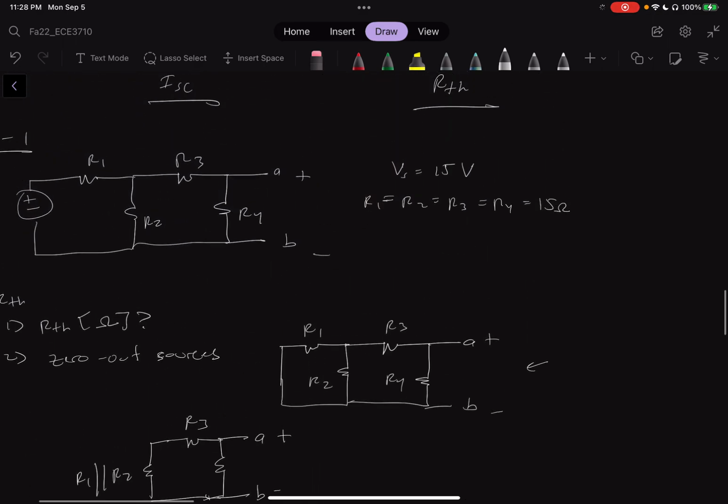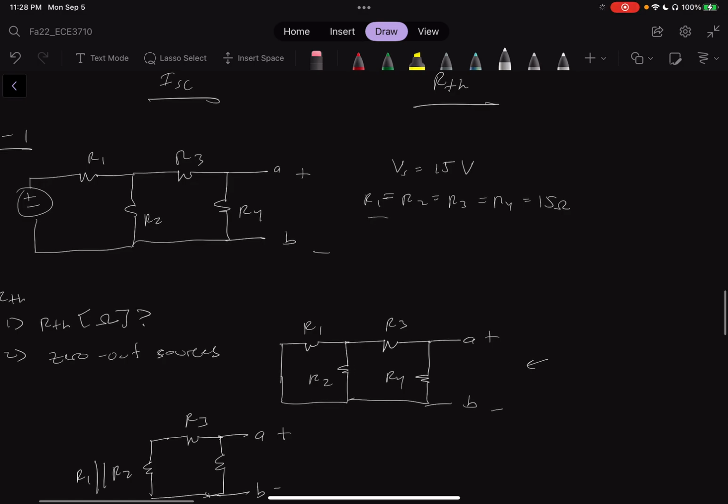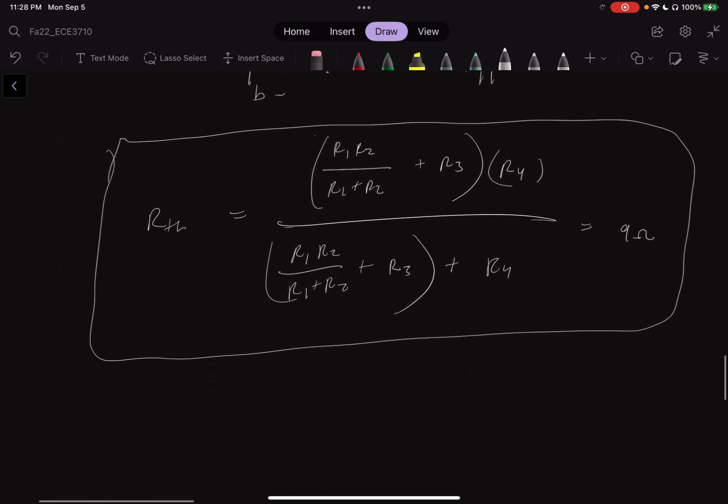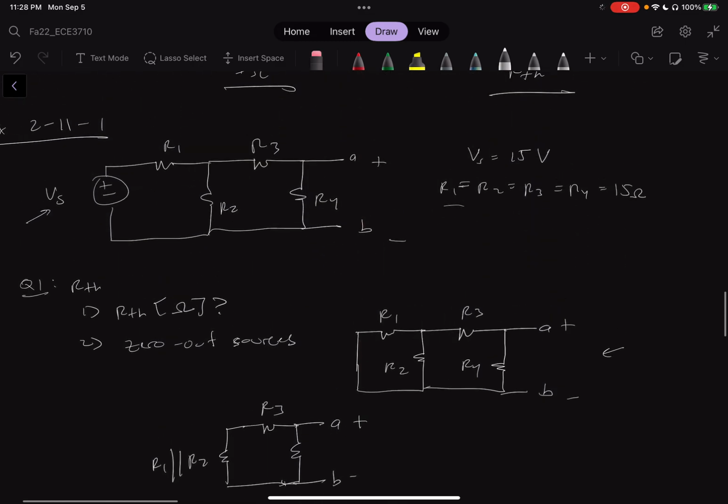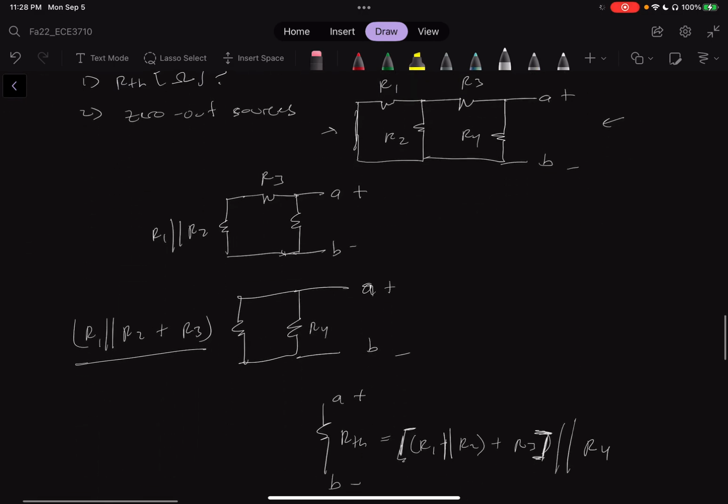If you use all resistors equal to 15 volts. Okay, cool. Again, what did we do? We looked at the circuit. We were solving for Thevenin, so we zeroed out my source. The voltage source became a wire, as shown here. Then we solve for R equivalent between node A and B.